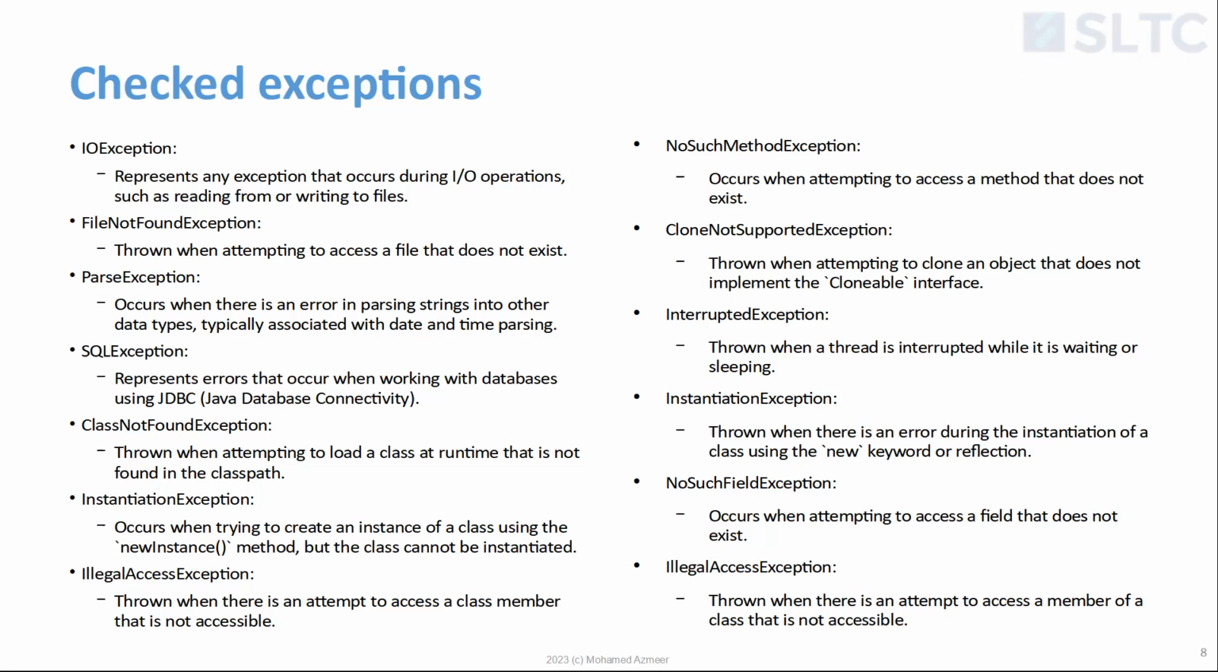So for some reason. Then illegal access. So you're trying to access a member, maybe it's a private member. So you can't access that, right? Then no such method exception. So you're trying to access a method, but it doesn't exist.